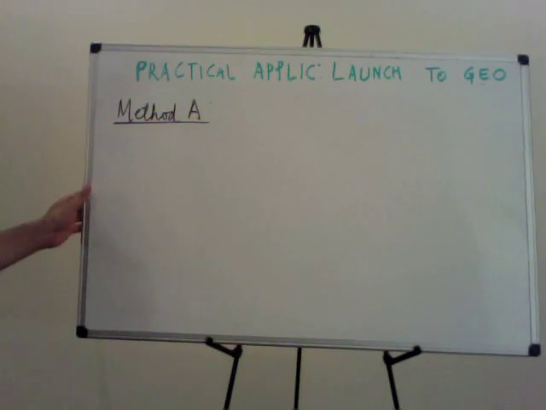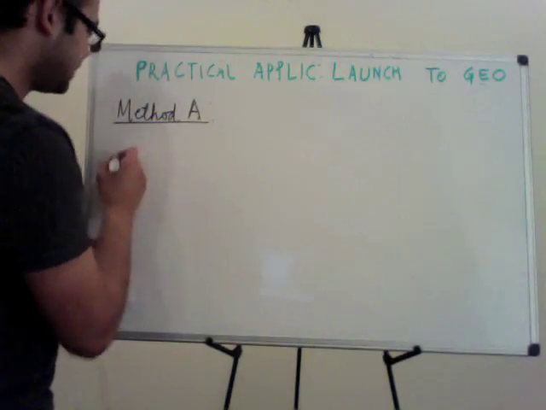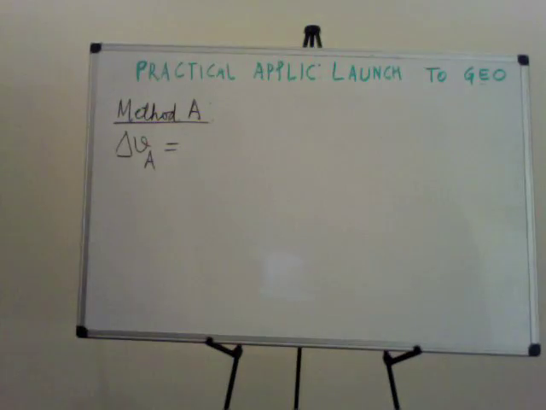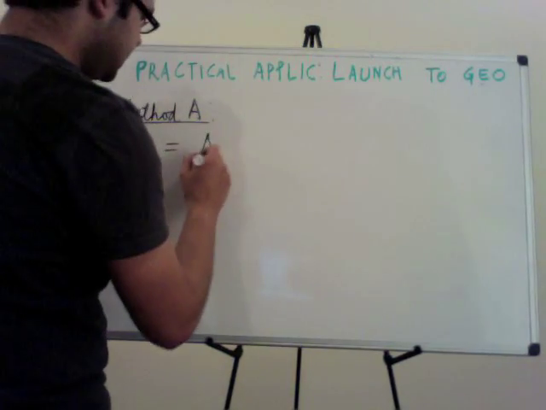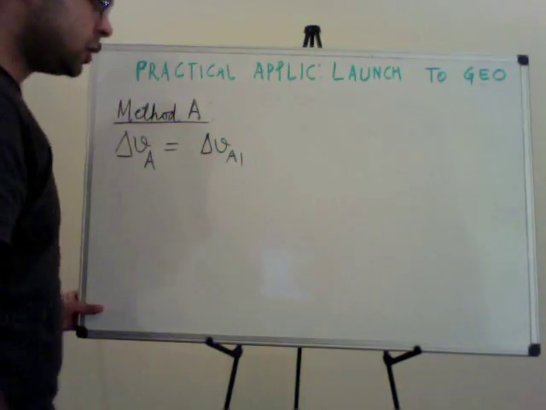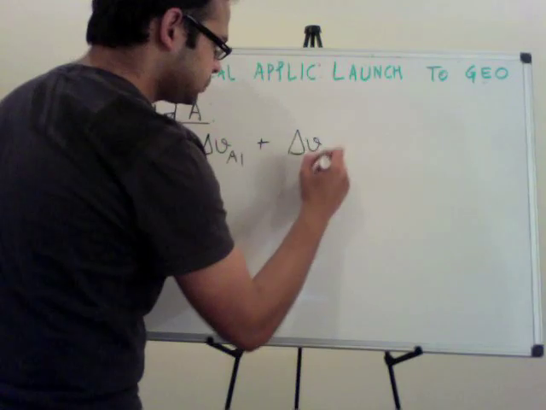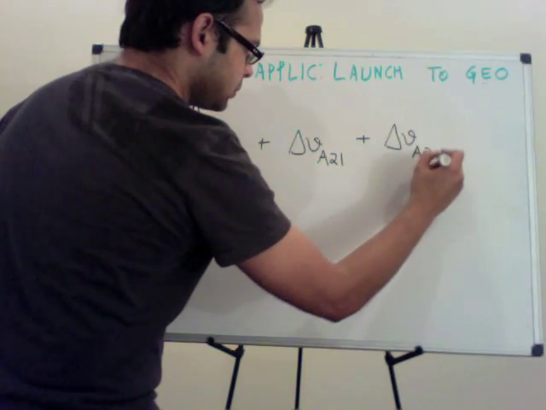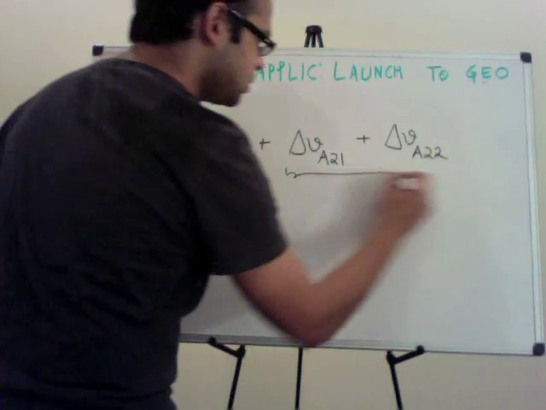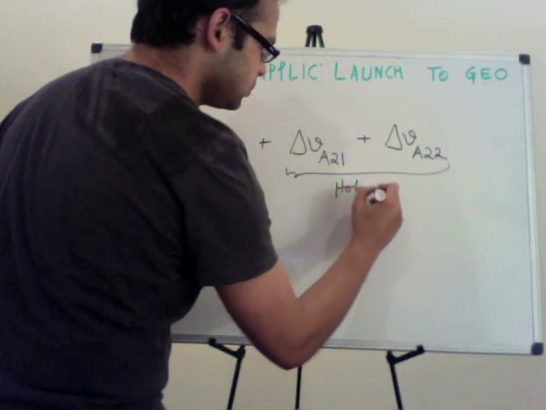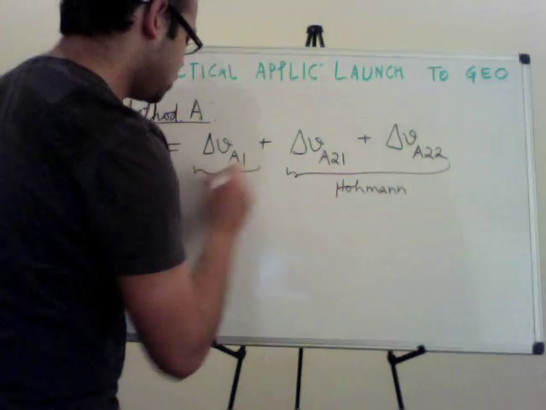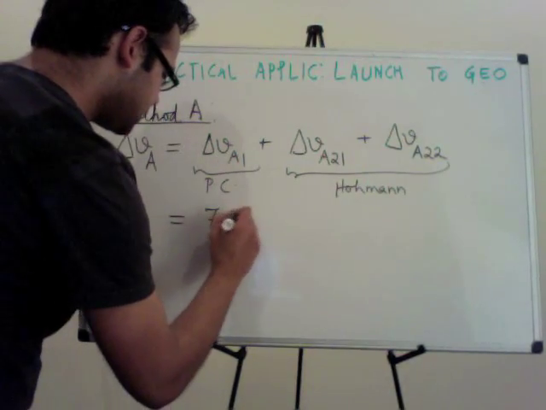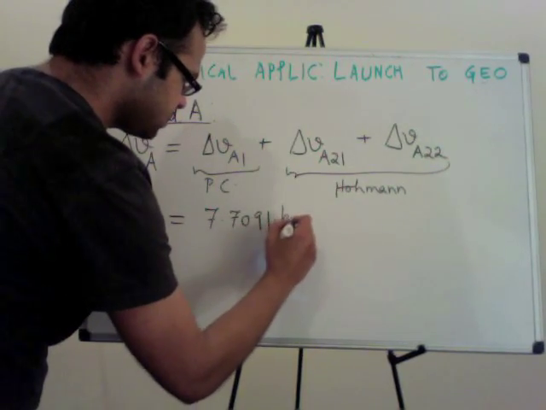In method A, our conclusion is that the total delta V for method A is delta V first impulse, plus the first and second impulse of Hohmann. This is the plane change. And this adds up to 7.7091 kilometers per second, which is massive.